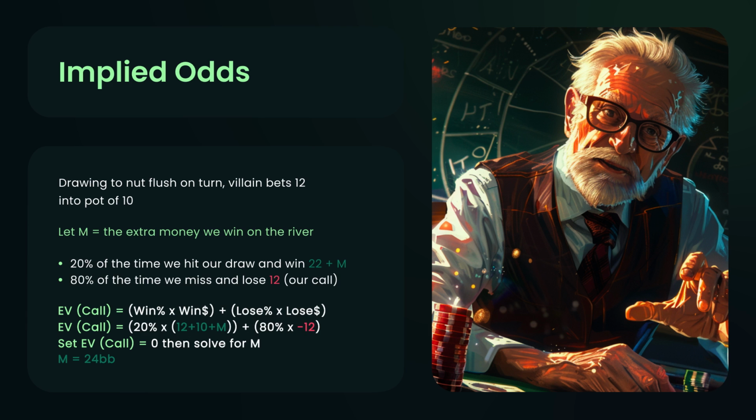Now, if you rearrange these terms to solve for M, setting EV equal to 0 to find the break-even point, you'll find that M equals 24 big blinds, meaning we need to win at least another 24 big blinds on the river when we hit in order to break even on this call. If we think about this, the pot is going to be 10 plus 12 plus 12, so 34. So we need to win about another 2/3 of the pot when we hit our draw in order for this to work. If villain is going to shut down on a lot of draw completing rivers, then this probably isn't any good. But if they're pretty aggressive, then this is probably a decent call.